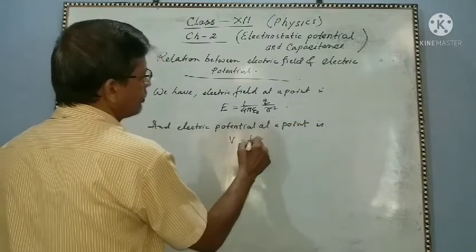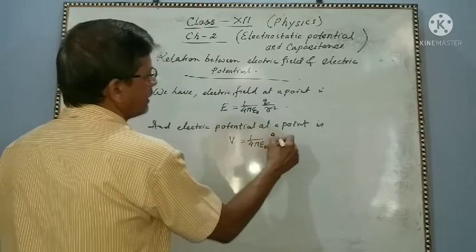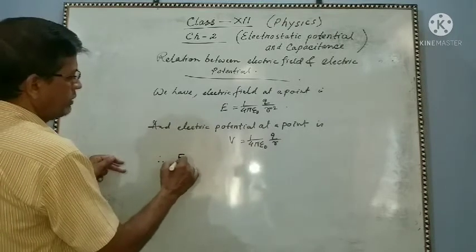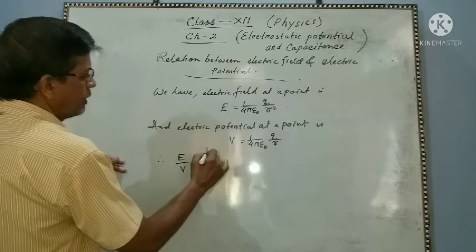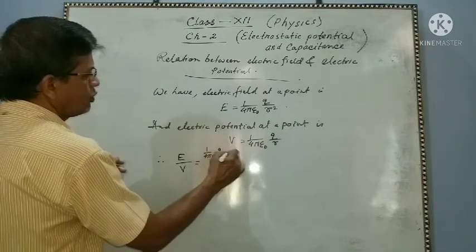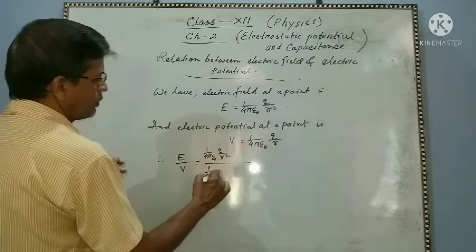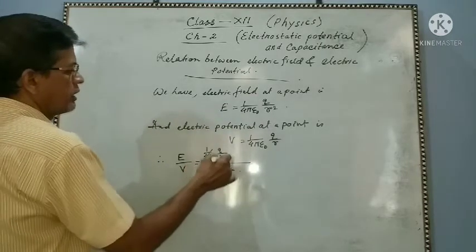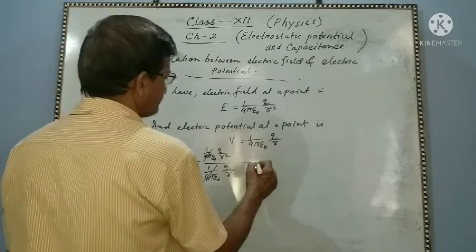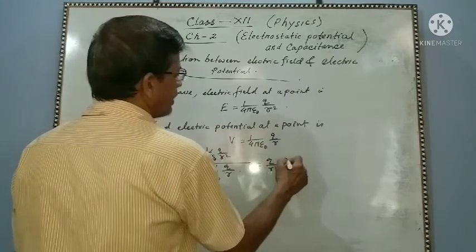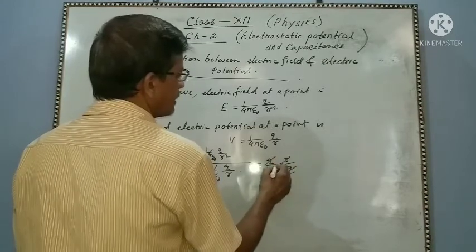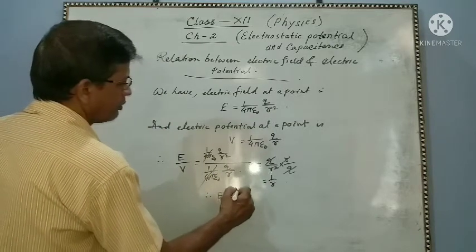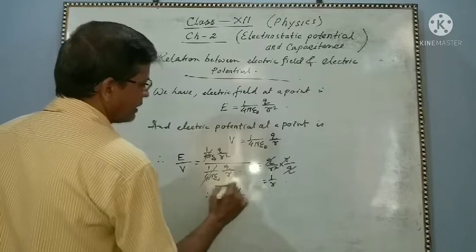V equal to 1 by 4 pi epsilon naught Q by R. So you divide: E by V equals 1 by 4 pi epsilon naught Q by R square, divided by 1 by 4 pi epsilon naught Q by R. This cancels, so you get Q by R square into R by Q. Q cancels, one R cancels, so 1 by R. Therefore E equals V by R. This is the relation.